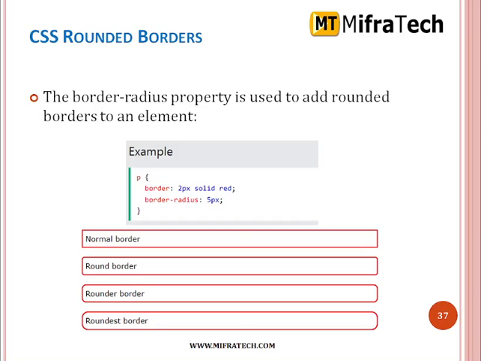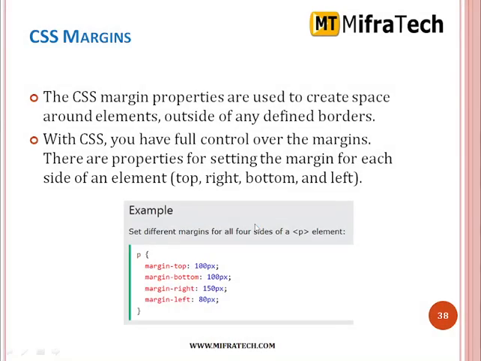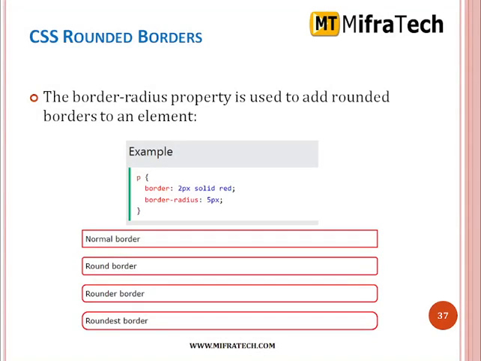The border radius property is used to add rounded borders to an element. Here you can see four types: a normal border, a round border, a rounder border, and a roundest border. Here you can specify which element has to use a normal, round, rounder, or roundest border. The difference between these you can see here.